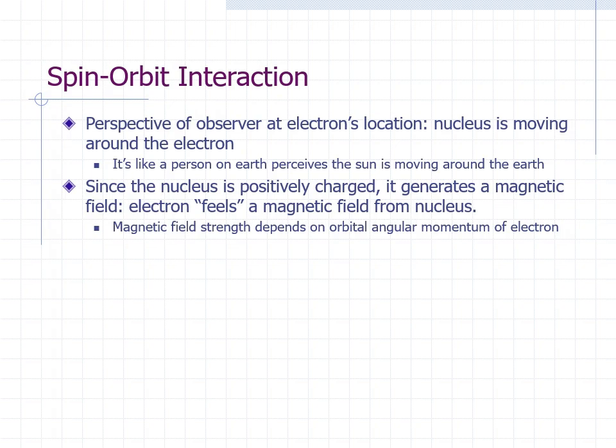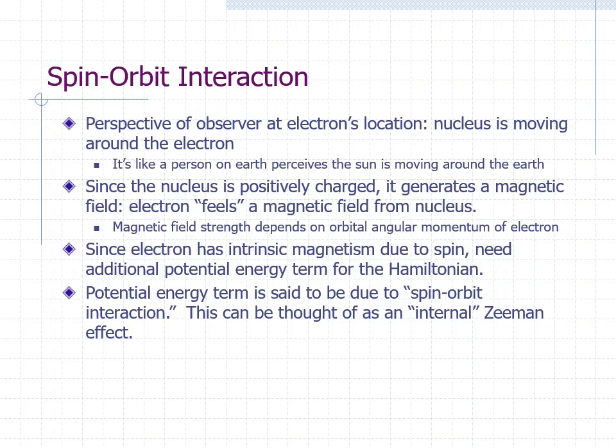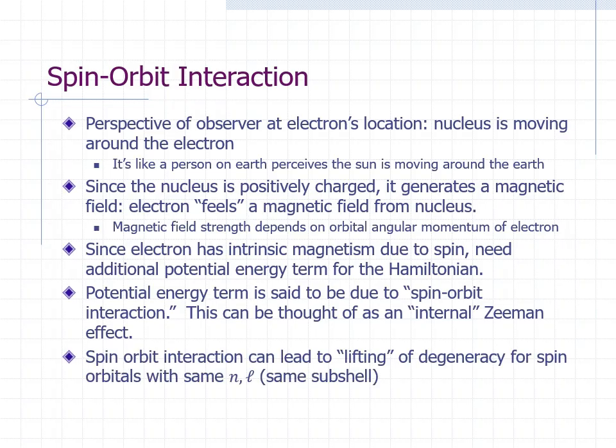At the same time, the electron has its own intrinsic magnetism due to its spin. The interaction of the two magnets introduces an extra potential energy term into the Hamiltonian, which we refer to as spin-orbit interaction. You can think of this as an internal version of the Zeeman effect. One important consequence of spin-orbit interaction is that it can lift the degeneracy of spin orbitals associated with the same subshell, which would otherwise have the same energy.